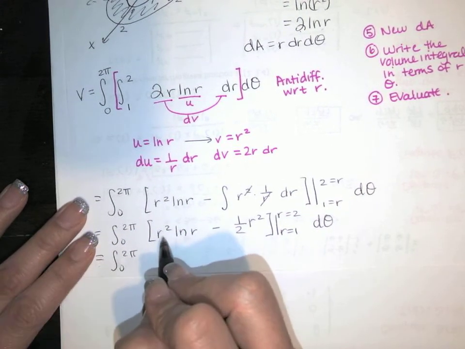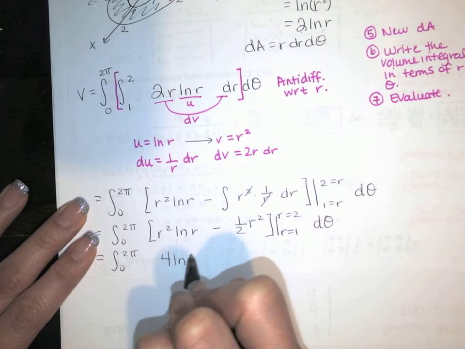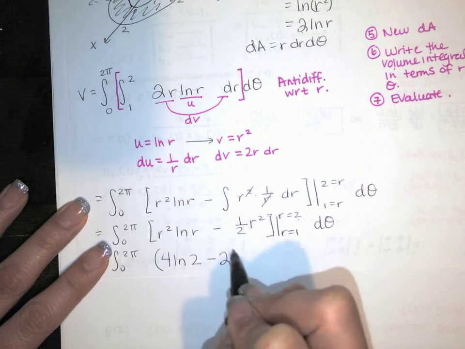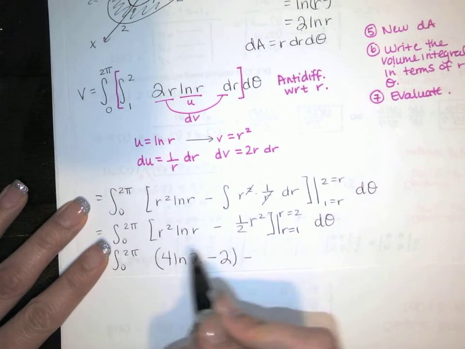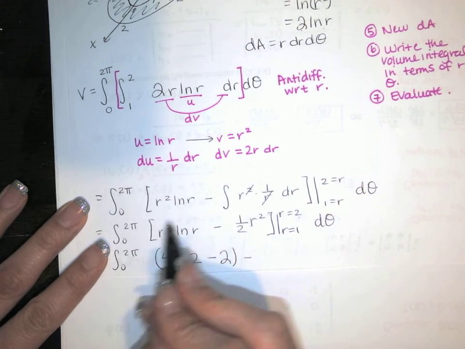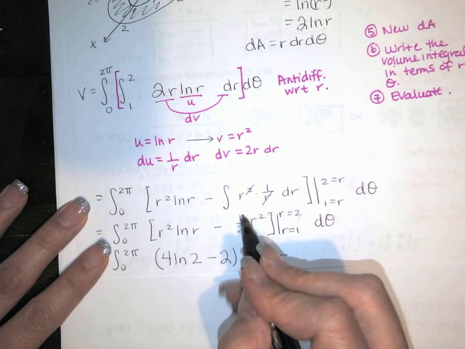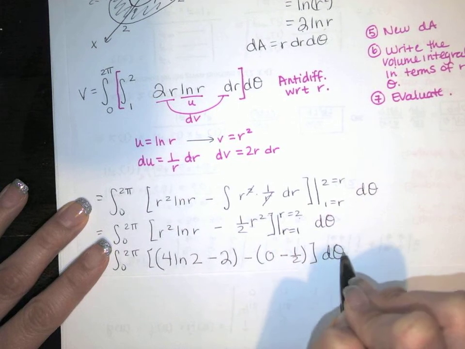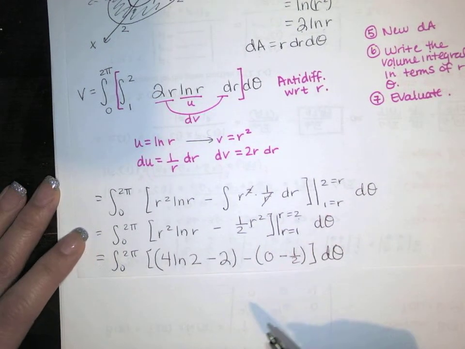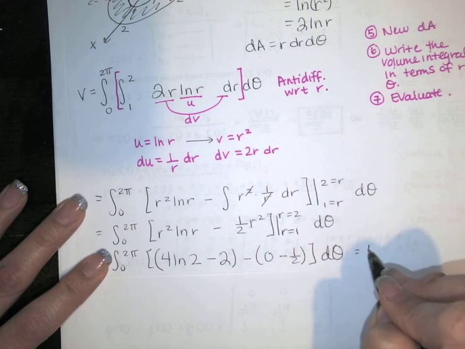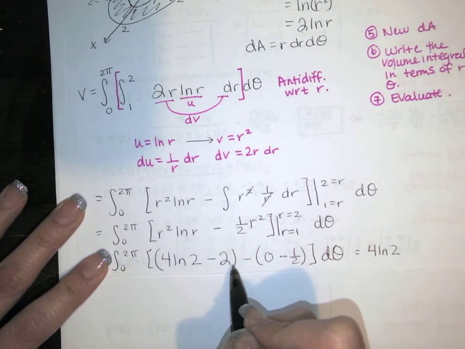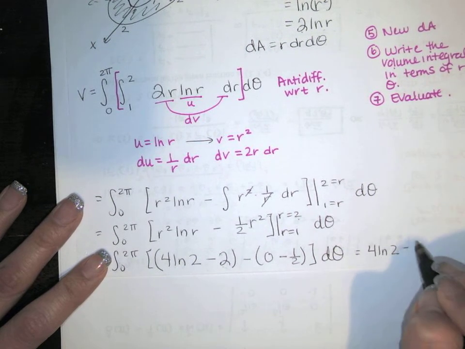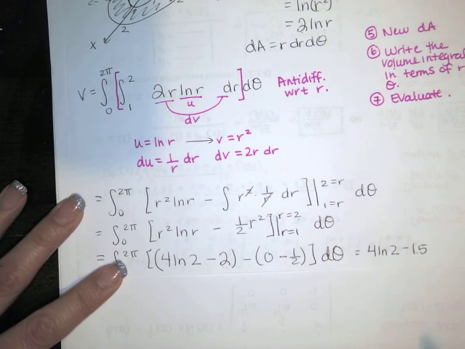When r equals 2, we get 2 squared is 4, natural log of 2, minus 4 times 1/2, which is 2. And then when we substitute in r equals 1, natural log of 1 is 0. So we get 0 minus 1/2 times 1 squared, d theta. Now all of that is a constant, so we end up with 4 natural log of 2 minus 2 plus 1/2, so that's minus 1.5 or minus 3/2, or you could say 1.5 if you want to.